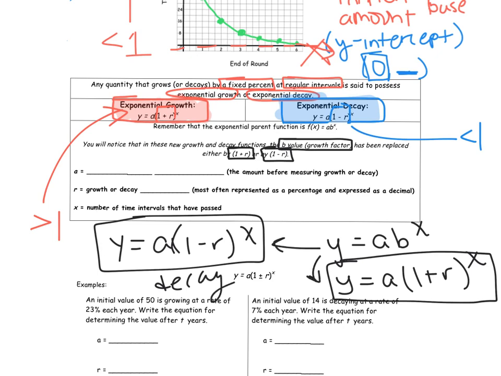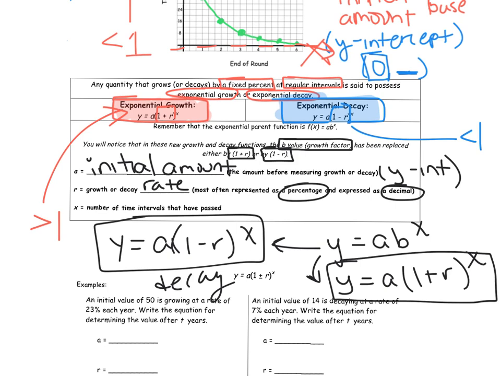All right, so a, we already said this before, that's our initial amount, also representative of the y-intercept. We have r is the growth or decay rate. So r is now our growth or decay rate. It's most often represented by a percentage or a decimal. This is going to be really important. And then x just represents the number of time intervals that have passed. So let's actually take a look at some examples.